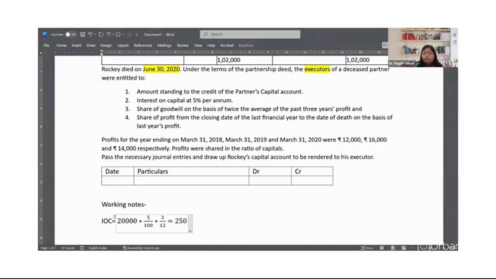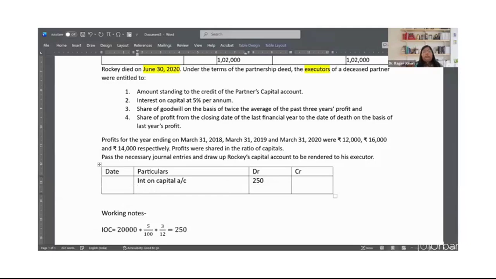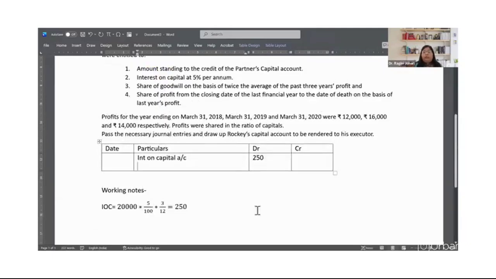So this is one thing. Let us pass this entry for interest on capital. Interest on capital account will be debited, because we are passing this journal entry from the perspective of the firm. It is a debit. Now let us see what all is to be debited and later on credited to the partner's account.